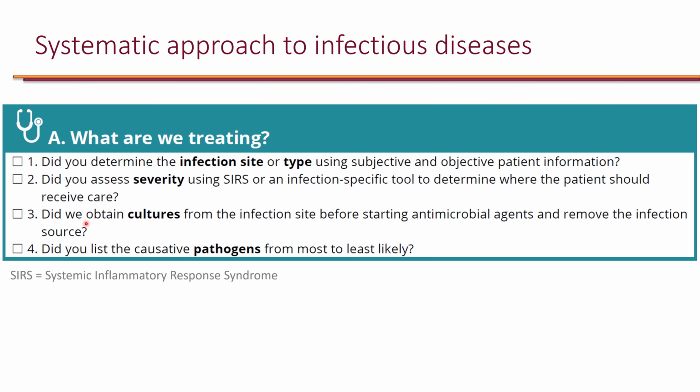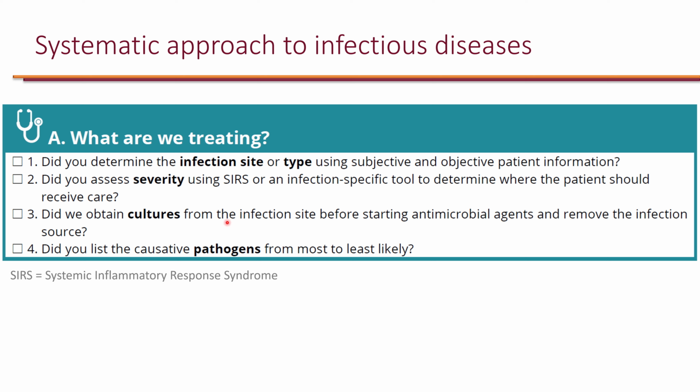Now, the third thing to consider is, did we obtain cultures from the infection site before starting antimicrobial agents and remove the infection source? So source control is important, because if the source of an infection is still there, it doesn't matter how much antimicrobial agents you give to the patient, the infection continues to come back.